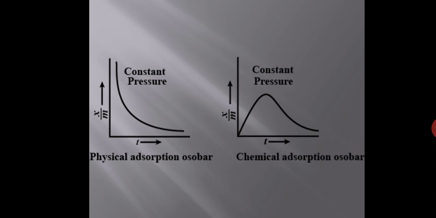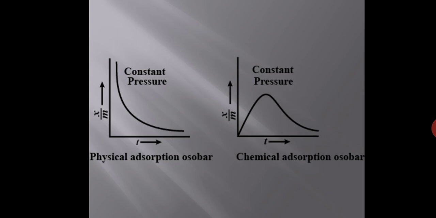If you increase the temperature, the reaction will favor the backward direction. So x by m, that is the amount of gas adsorbed per gram of the adsorbent, is going to decrease with the increase in temperature. You can see that is called physisorption, the first graph. In the second graph, what you see is that first it increases and then it decreases. Can you see there? X by m first increases. In chemical adsorption, the graph first increases, reaches a peak, and then after that it decreases.